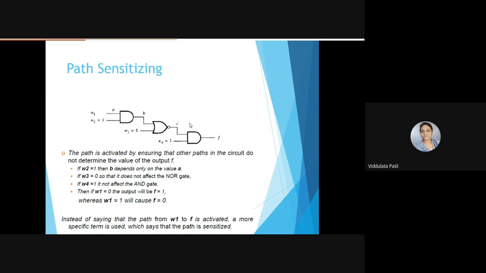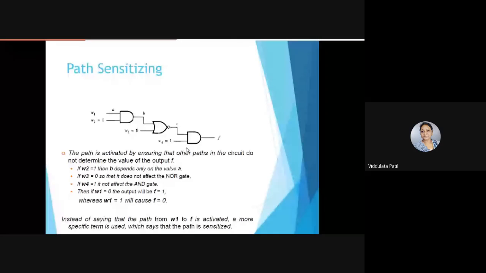So from that we can decide that this is a faulty circuit. Similarly, if B is stuck at 0, it will produce an output of this NOR gate as 1, and therefore we will get F equal to 1. Again, that is a wrong result.